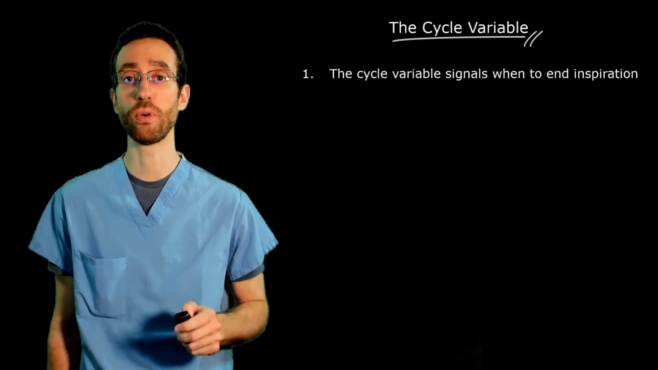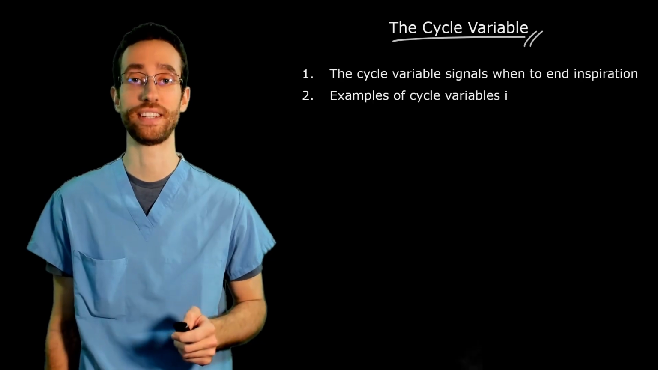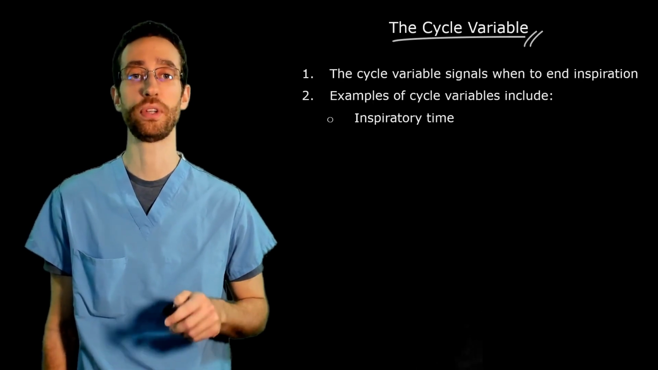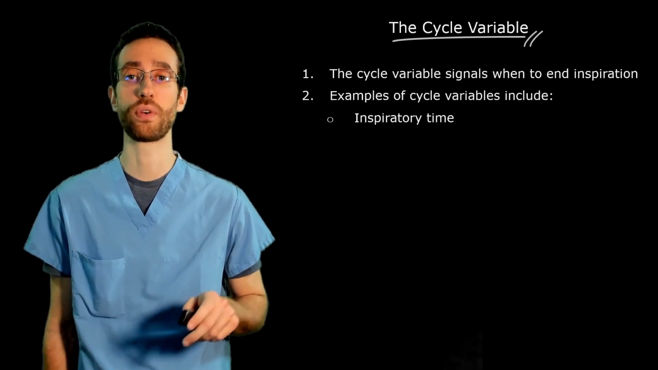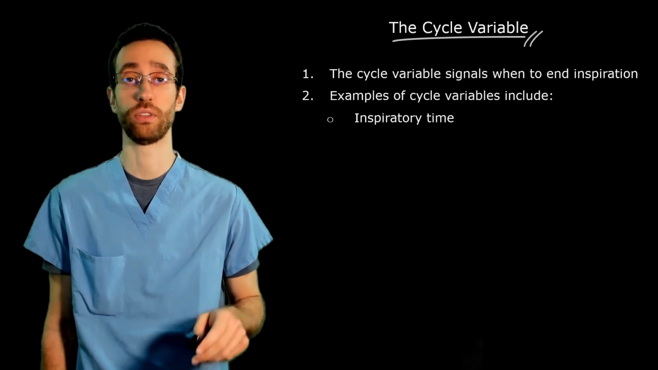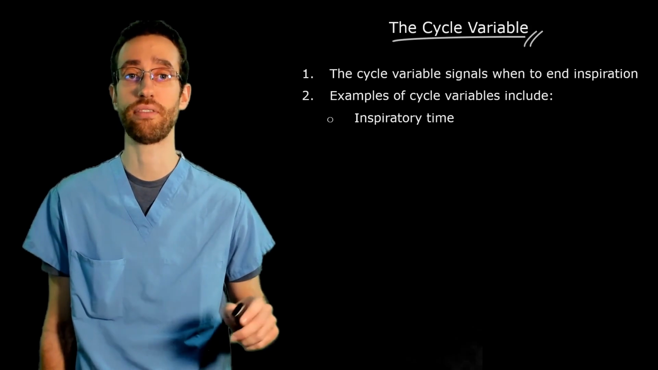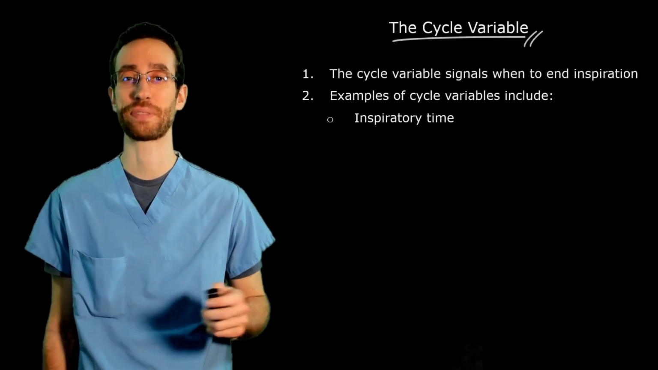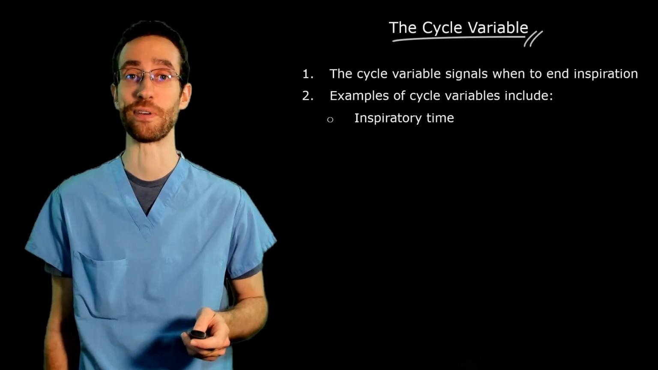We'll start with the most intuitive and most explicit cycle variable, which is I time. Here, we'll tell the ventilator how long inspiration should last, and once that time has elapsed, the ventilator will close the inspiratory valve and open the expiratory valve to let the patient exhale.